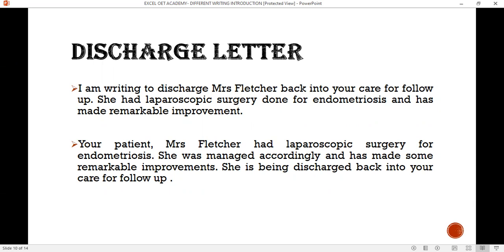Your patient, you can start with that. You're very correct. Your patient, Mrs. Fletcher, had laparoscopic surgery for endometriosis. She was managed accordingly and has made some remarkable improvements. She is being discharged back into your care for follow-up. Is that good? Yeah. All right. Now, I will show you all this.